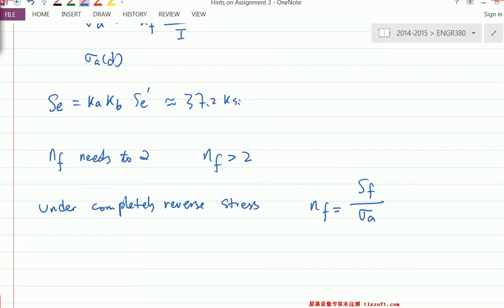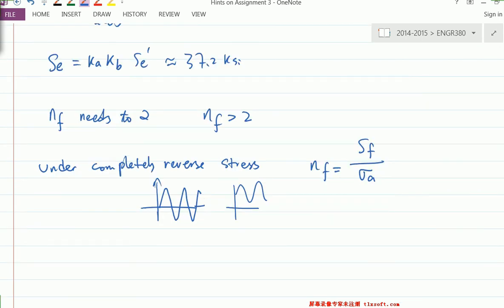In the next few lectures, we're going to learn combined loading or fluctuating loading, basically not completely reversed. Completely reversed means the mean and max magnitude are the same thing. Under the fluctuating condition, you can't use this anymore; we'll have some other design equations. So for now, this is what you're going to calculate, and you know that the minimum has to be 2. Now, what about Sf?